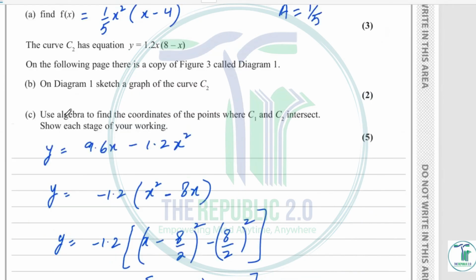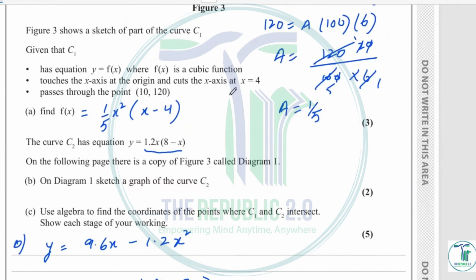Now, this was the B part. In the C part, we need to use algebra to find the coordinates of the points where C1 and C2 intersect, showing each stage of our working. So we've got one of our equations looking like this, and the other equation looking like this. We just need to simplify them. We can simply equate them to get the x coordinates. And once we've got the x coordinates, we can eventually get the y coordinates as well, right?